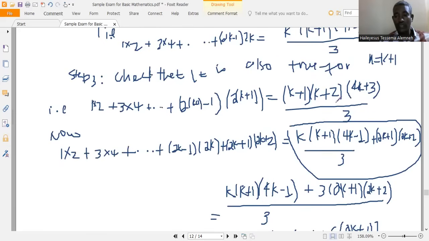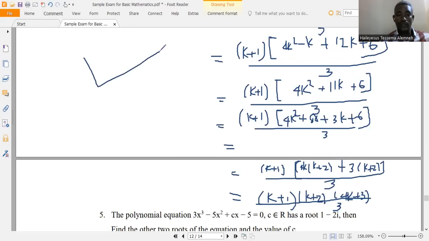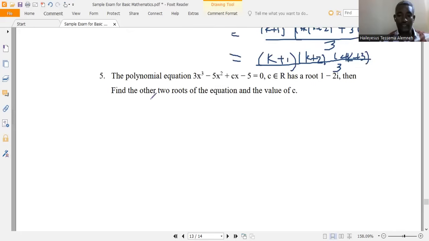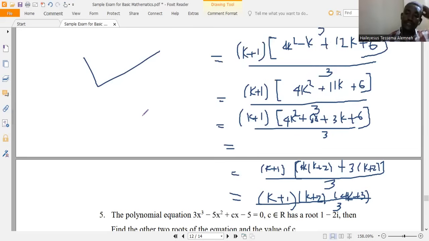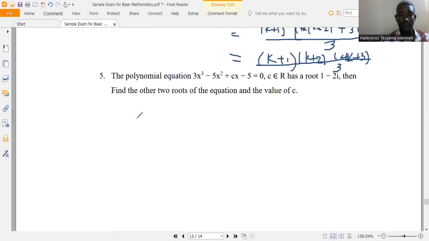So k plus 1, k plus 2, 4k plus 3 over 3, we obtained the desired one. So it's true by using mathematical induction. So by using mathematical induction we have obtained the proof of this sequence.